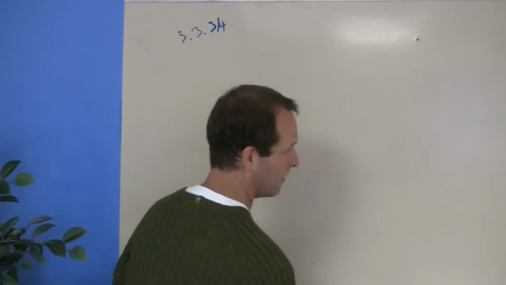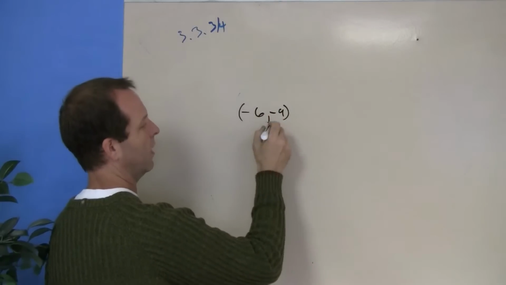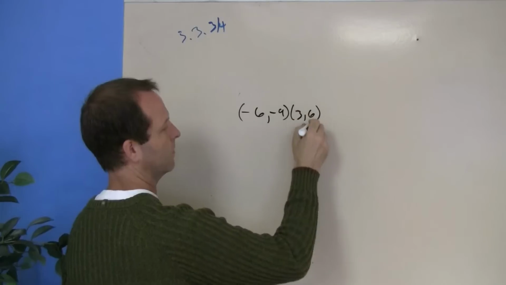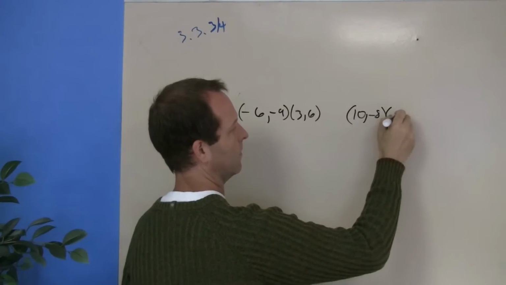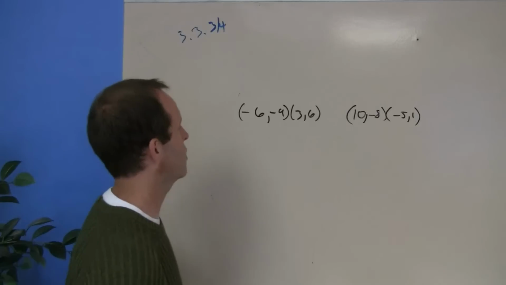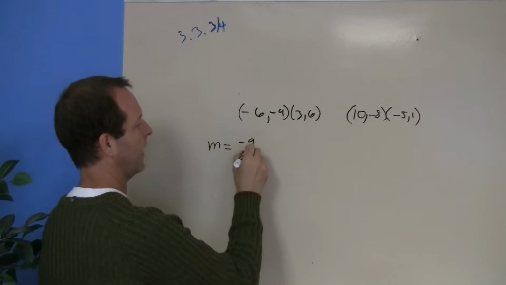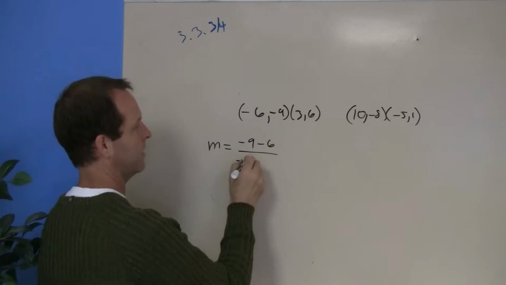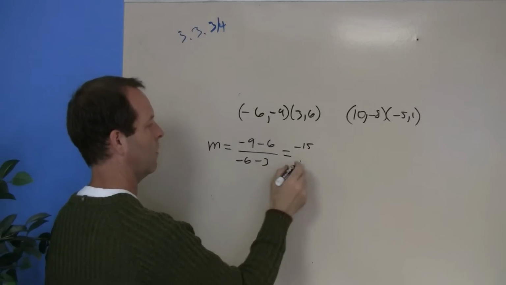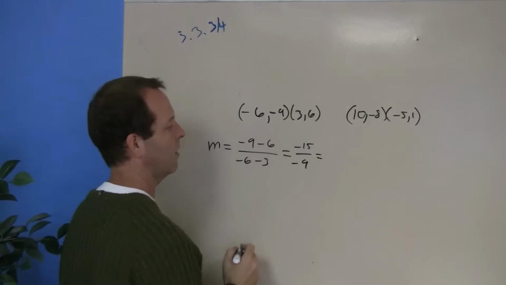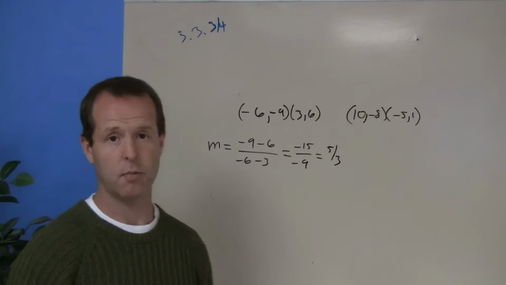To determine if lines are perpendicular, and I have an example here that will be perpendicular, we can also determine by their slopes. So let's find the slope of the first line. Slope equals negative 9 minus 6 over negative 6 minus 3 equals negative 15 over negative 9. Reduce that down to 5/3.